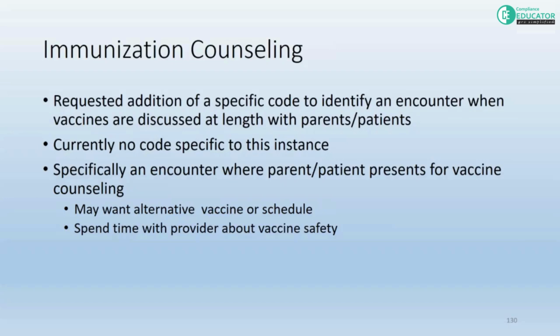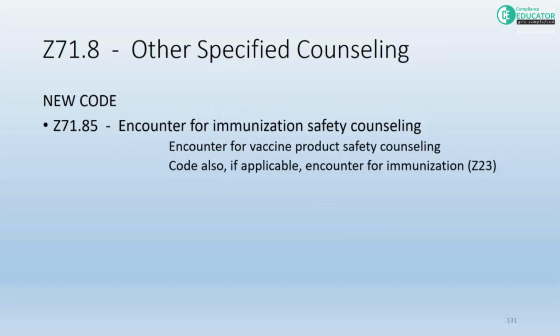Now, in the application for the code, they talk about typically parents want an alternative vaccine schedule, or they want to spend time with the provider to ask them questions about vaccine safety. It's important to be able to show that counseling is being done, particularly when a patient does not have an updated immunization record. So they are looking, again, to better serve patients. And so here's our encounter for immunization safety counseling, telling us to code also the encounter for the immunization, as appropriate.